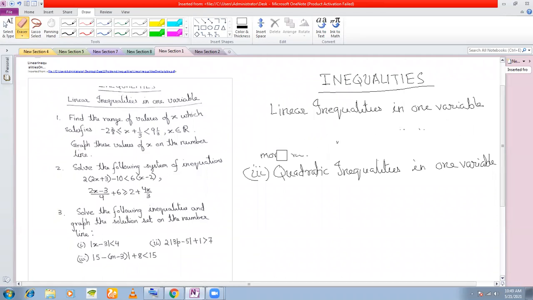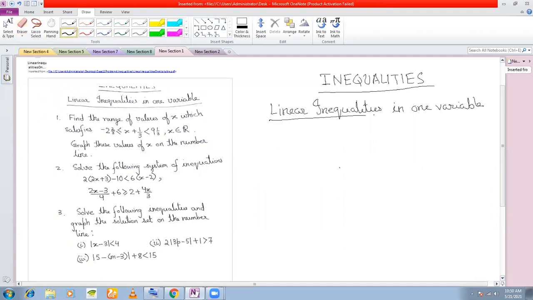This is just a revision of what you have done. See the first question. The question said, find the range of values of x which satisfies minus 2 2/3 less than or equal to x plus 1/3 less than 9 1/3. And you see you must have a replacement set. The replacement set here is x belongs to R.